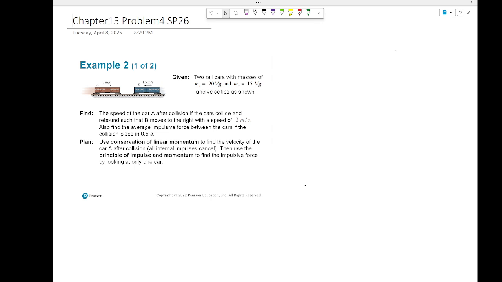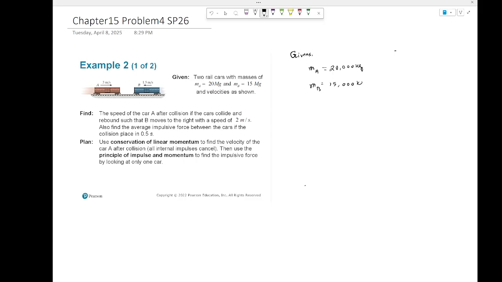So what are the givens? First of all, the masses for these two cars, here the car means the train car, are given, which is MA and MB, 20,000 kg. We're taking the class notes, right?